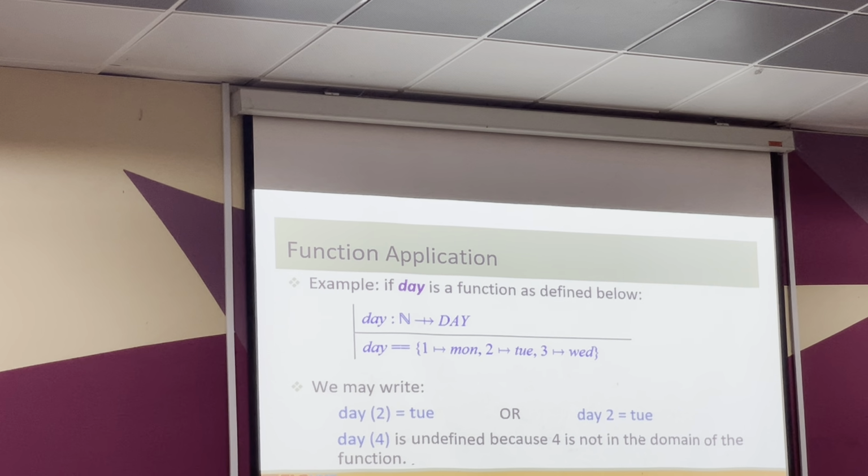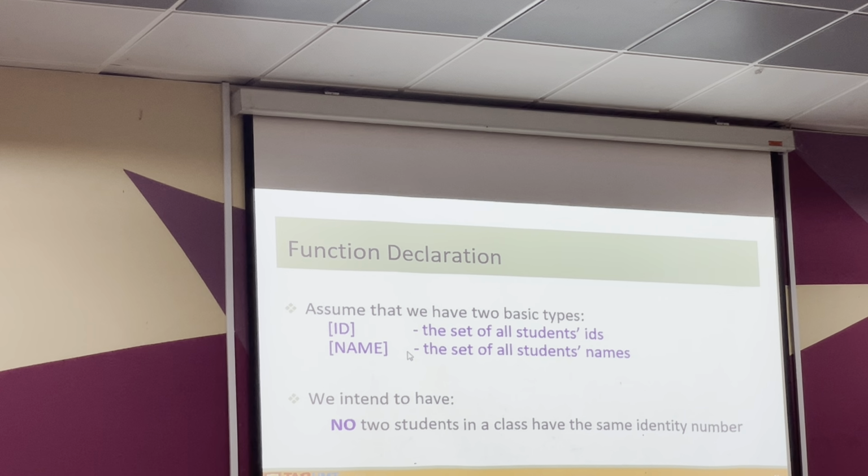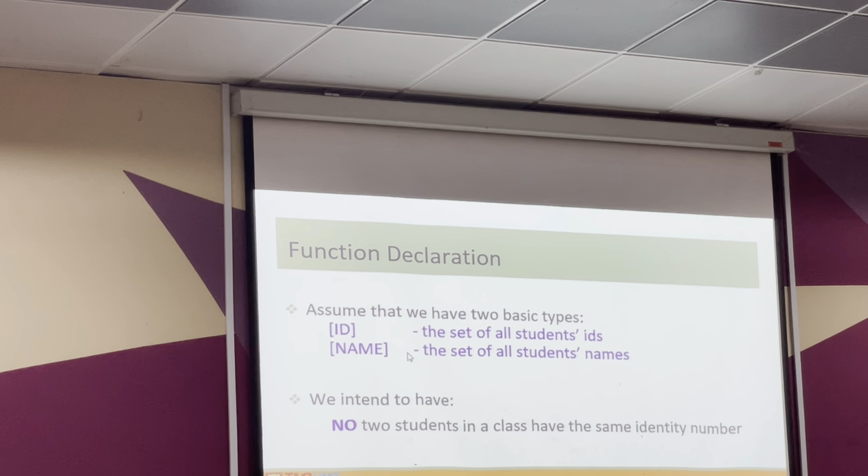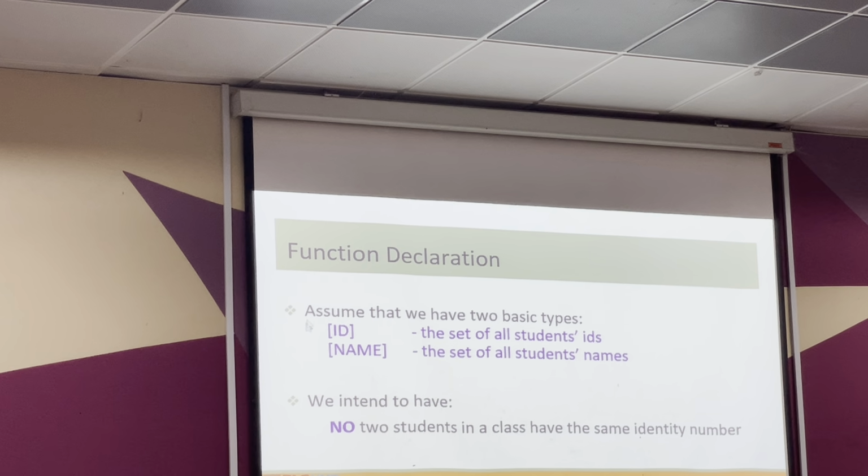Same thing as your other variable declaration. When you want to do function declaration, it is similar to what you did previously. Assuming that I have two basic types, ID and name here, we are not going to have two of the same ID inside our system. Each of you will have a different ID, so we are not going to have duplicate IDs in our system. So this is something like a primary key.